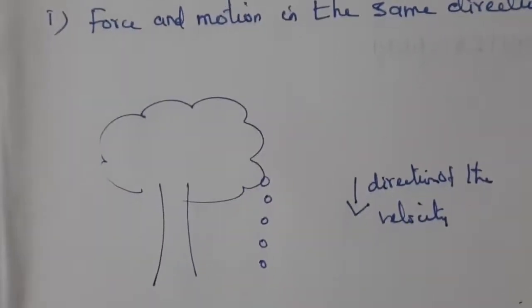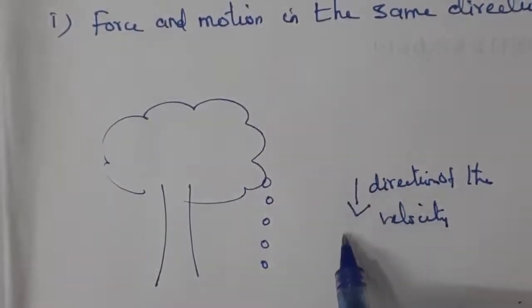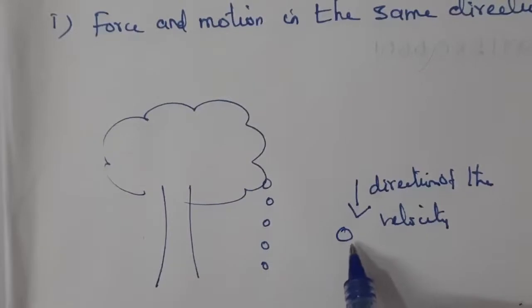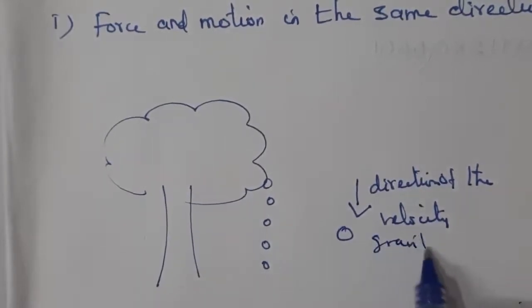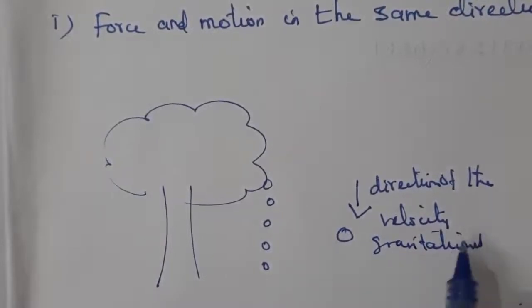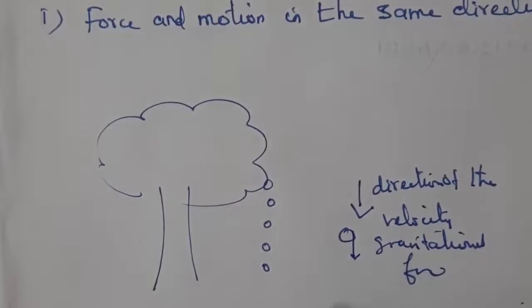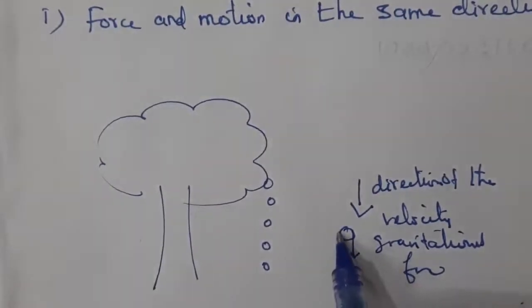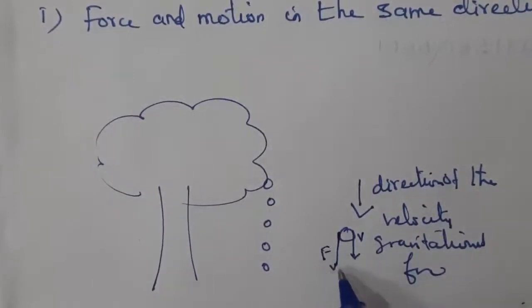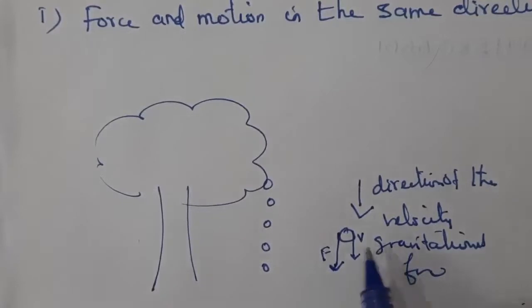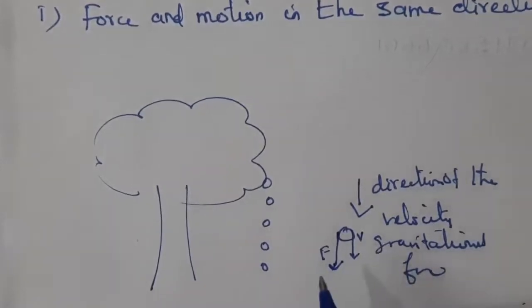Also, the force, gravitational force. Gravitational force acting towards the earth, that is also acting downward. So the velocity is acting downward, and the gravitational force is also acting downward. Here the force and the motion are in the same direction.